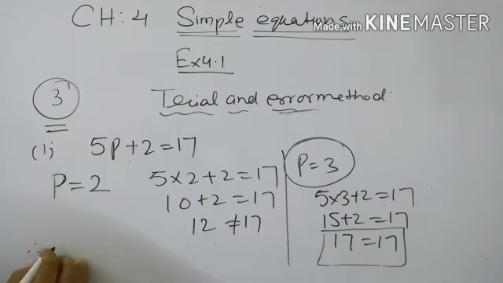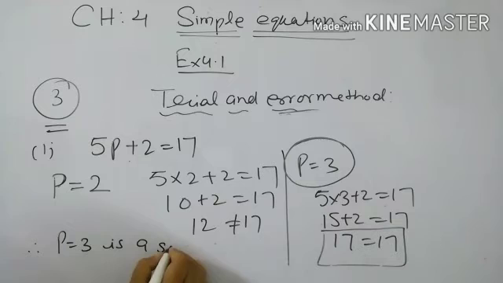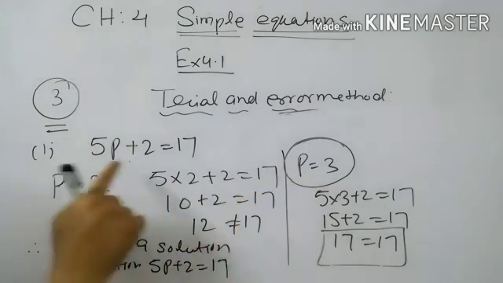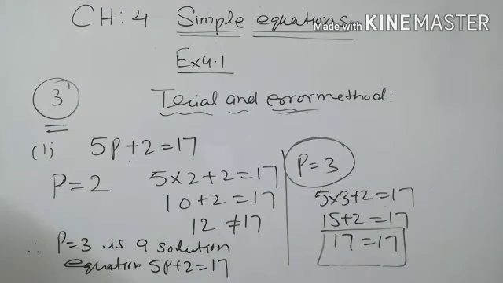So we write here: p equal to 3 is a solution of the equation 5p plus 2 equal to 17. p equal to 3 is a solution of this equation. So by this method we can find the solution of a simple equation.